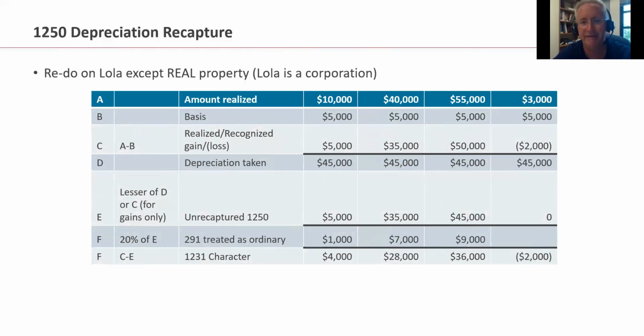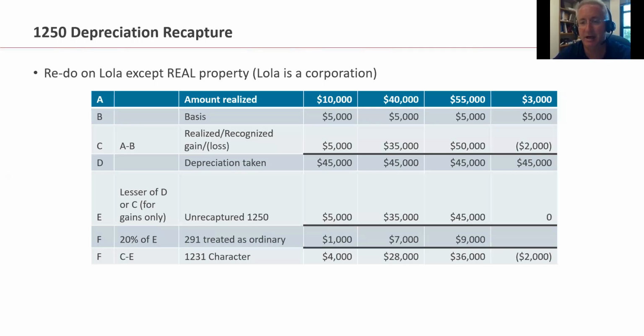All right, let's start in the first column with our original example. Lola sells it for 10,000. That's this one. She sells it for 10,000, and her basis is 5,000. She recognizes a $5,000 gain. Depreciation taken is 45,000. If she had to recapture that depreciation, there would have been $5,000 of recapture. Under the corporate rules, under 291, I take 20% of that amount and I treat it as ordinary. That's row F. 20% of E is the 291 section being invoked. Everything else just falls to 1231.